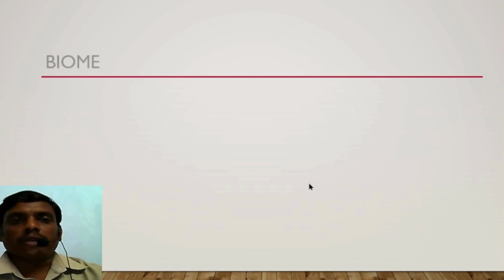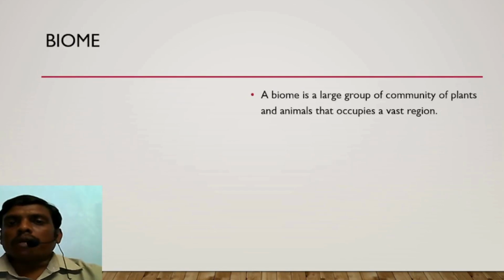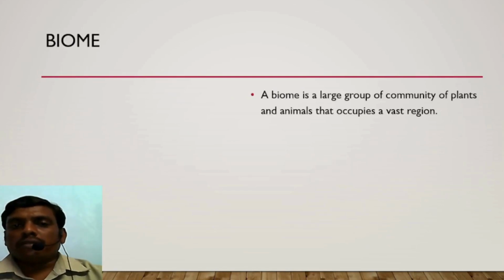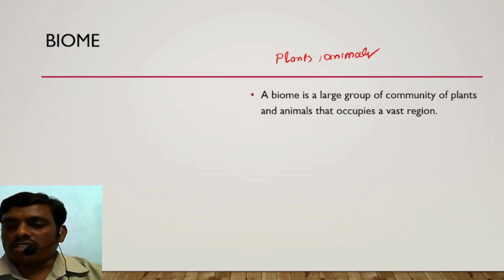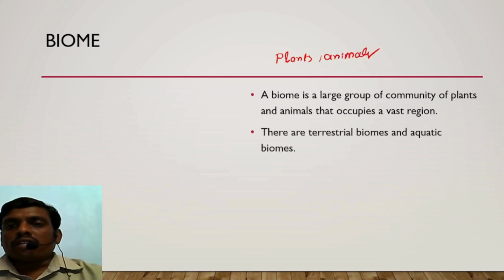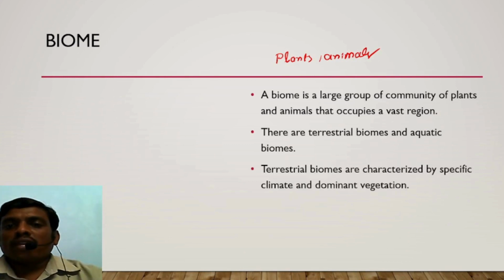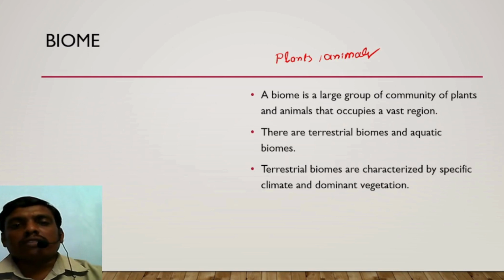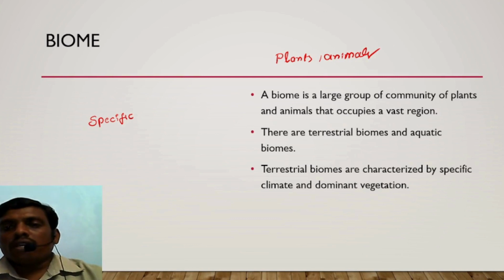One more example for biome. A biome is a large community of particular plants and particular animals that occupies a vast region. There are terrestrial biomes and aquatic biomes, as I said in the previous video. Terrestrial biomes are characterized by specific climate.